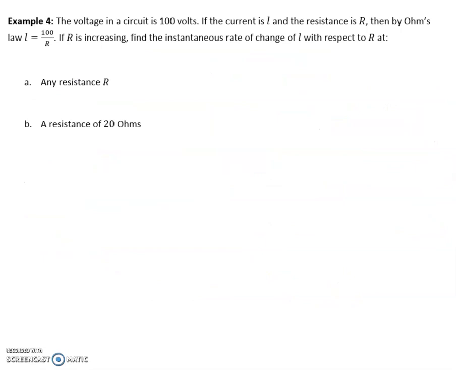Okay, so let's look at our last example. This last example is talking about voltage and a current and resistance, and it gives us the relationship for that resistance compared to a particular current I. It wants us to find the instantaneous rate of change of the current with respect to R. And so it basically wants us to find the velocity, or again, this derivative or limit.